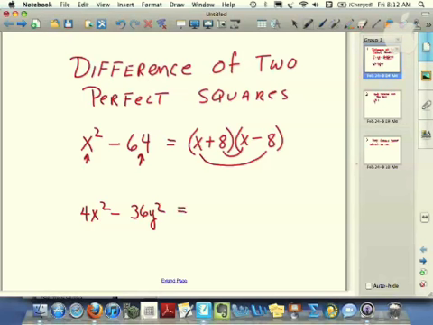Take a look at the second example. 4x squared is a perfect square because 4 is perfect and x squared is perfect. It has an even exponent. 36y squared is also perfect, so it will factor as the difference of two perfect squares: 2x plus 6y times 2x minus 6y. Notice 2x and 6y are the same in both factors, but one factor has an addition sign and one factor has a subtraction sign.